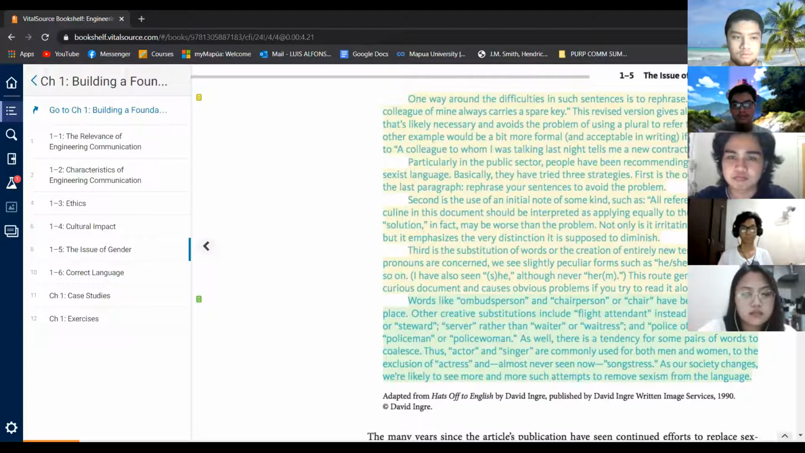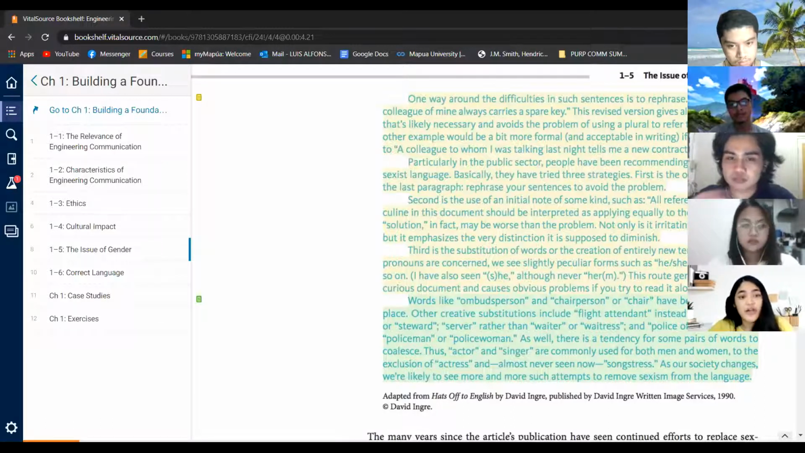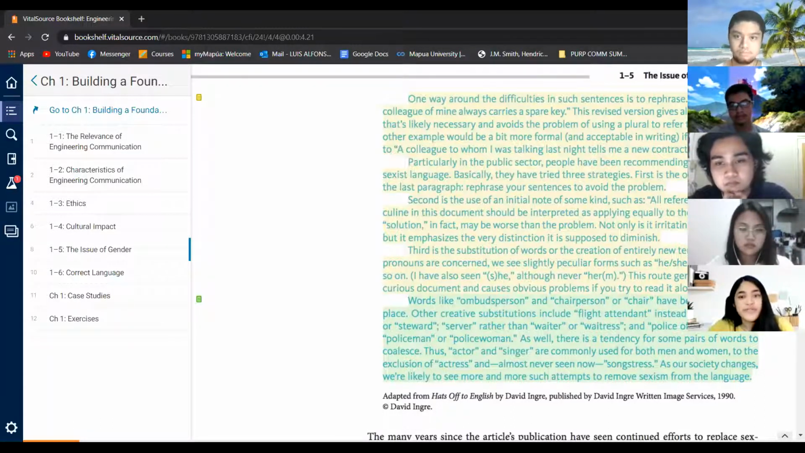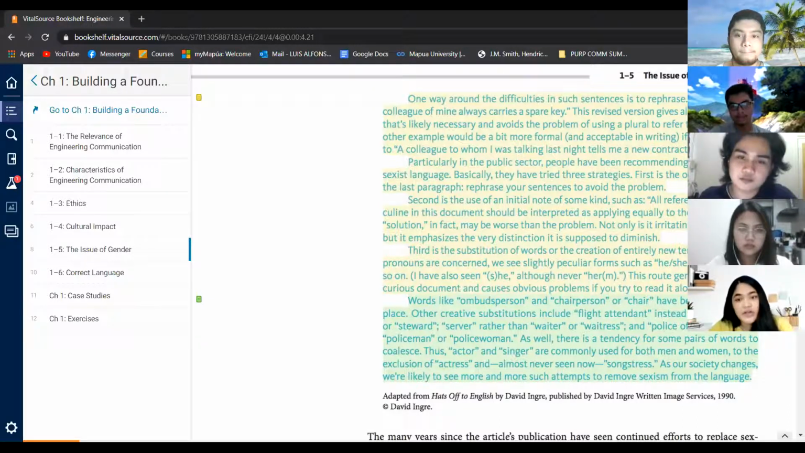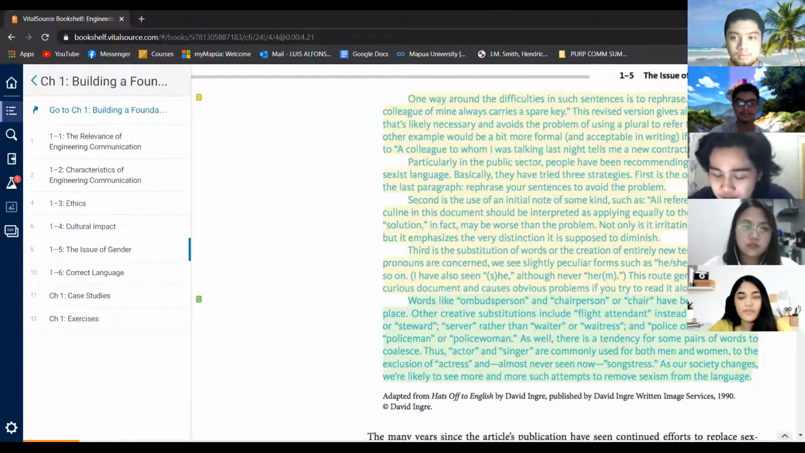In addition to what Abby said, this paragraph also pertains to the action step because when we talk to other people, we use generalized terms like chairperson instead of policewoman or policeman, we use police officers. So yes, I think that this paragraph can also be classified in the action step. Okay, I agree with that.